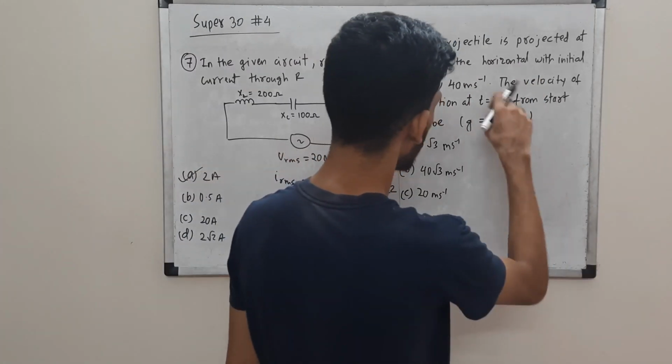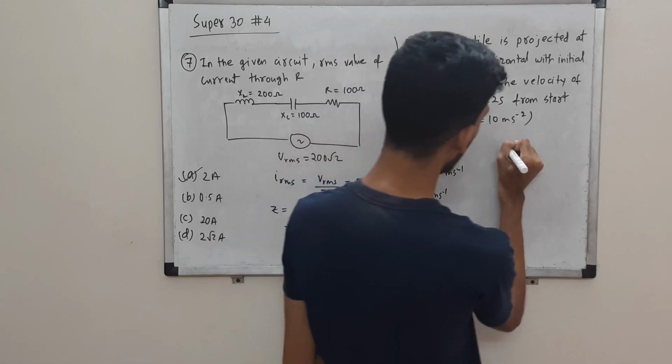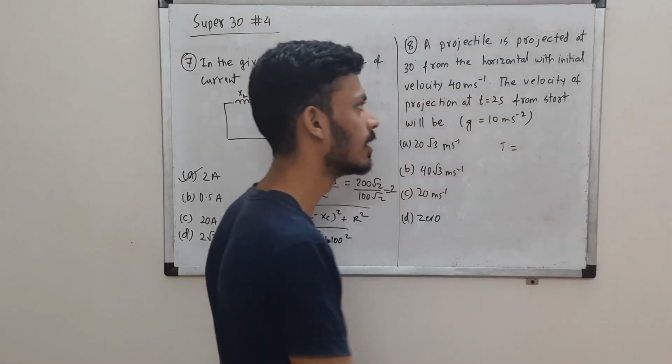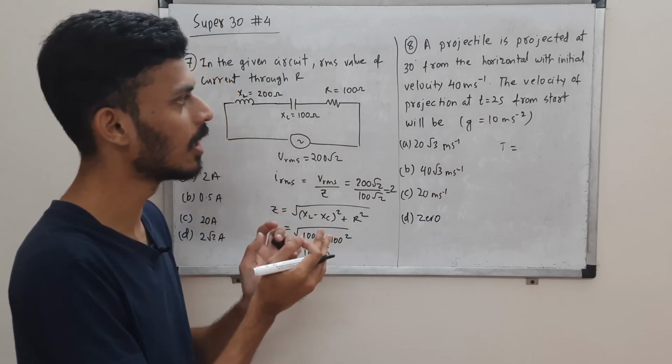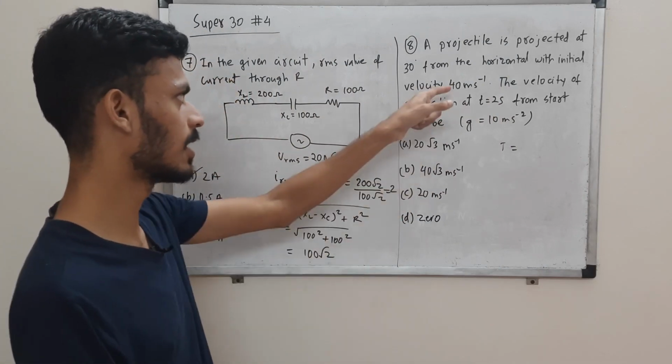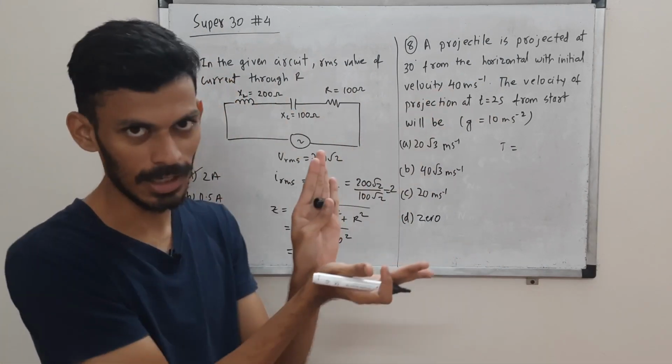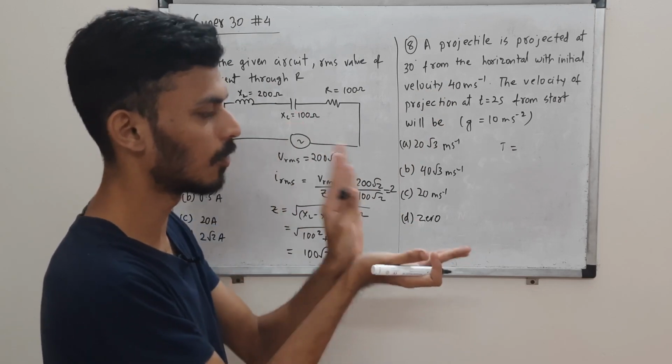I think this is somewhat like time of flight. So let us calculate the time of flight. You can also do it by the second approach. The approach I'm going to tell you is a different one. You can try resolving this velocity into u cos theta and u sin theta. So 40 cos theta and 40 sin theta.